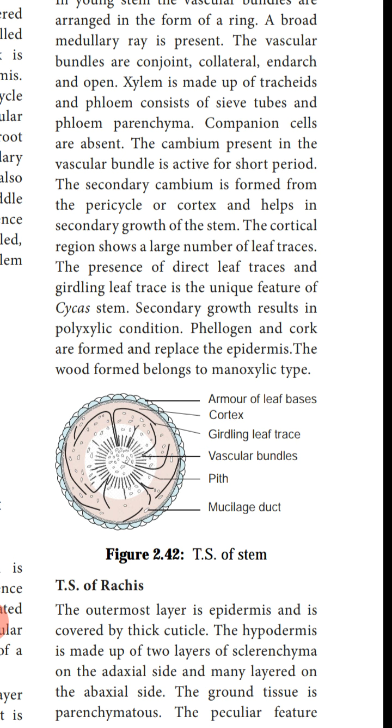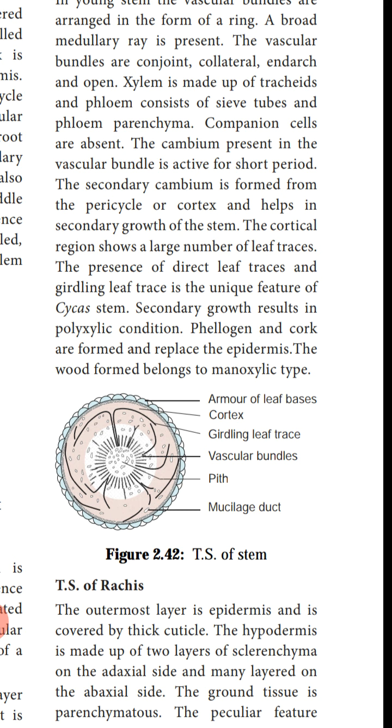Collateral means the phloem will be facing towards the outer side, towards the epidermis, and towards the center the xylem will be present. This is called collateral. Next is the endarch condition. Endarch here is what? The metaxylem will be facing towards the outer side and the protoxylem towards the center. Then it is called the endarch condition.